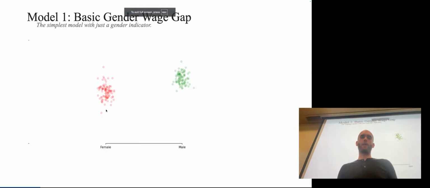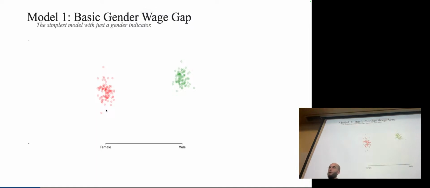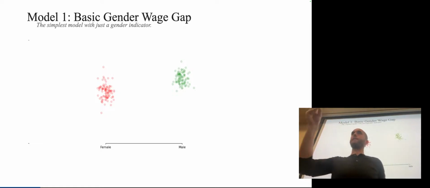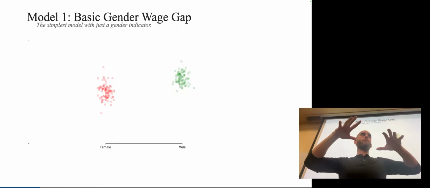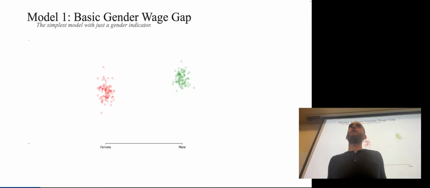So this is a picture of wages. We've broken the data into 2 groups, male and female, and we're going to check wages on the vertical axis. So if you were interested in testing whether there were differences in income by gender, how might you do it?